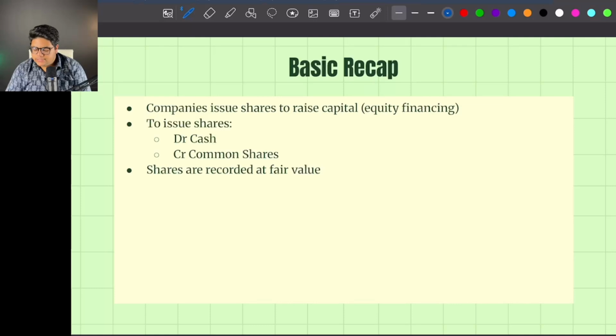To issue shares, you have to debit cash because the cash increases, and your common shares, that amount also increases. So basically, you're giving out let's say 500 shares, right? And you're giving out $1 per share. So your cash is increasing by 500, and your common shares are also increasing by 500. So the shares are recorded at fair value.